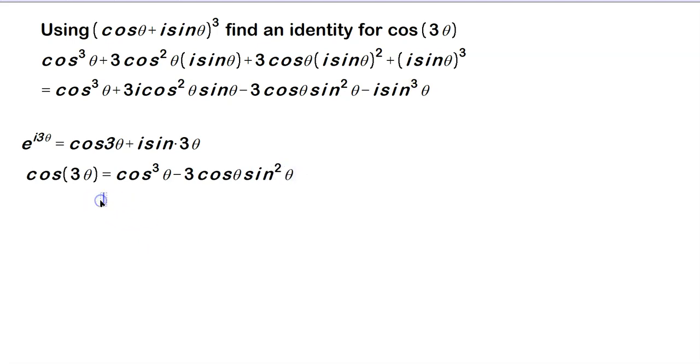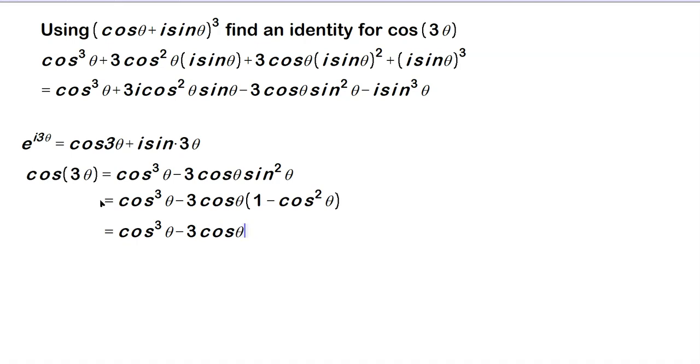Now we just have to bring this into a form with cosines only. So cosine cubed theta minus 3 cosine theta. Sine squared can be replaced with 1 minus cosine squared theta. So then it's becoming cosine cubed theta minus, well, now be careful, minus 3 cosine theta, and then plus 3 cosine cubed of theta, and then combine them into one. So cosine cubed plus 3 cosine cubed gives you 4 cosine cubed of theta minus 3 cosine theta. And that's usually the accepted form of the expression.